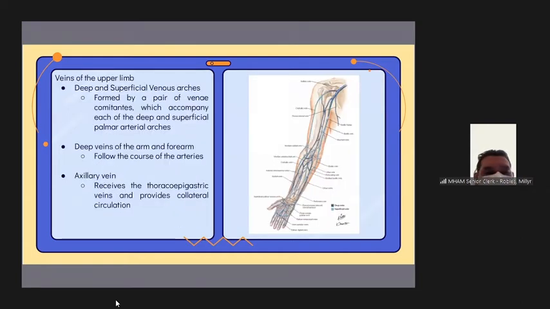For the venous drainage of the upper limb, you have the deep and superficial venous arches. They are formed by a pair of venae comitantes, which accompany each of the deep and superficial palmar arterial arches, as well as the deep veins of the arm and the forearm, which follow the course of the arteries as previously discussed. And we also have the axillary vein, which is the continuation of the basilic vein and provides collateral circulation. Next, please.